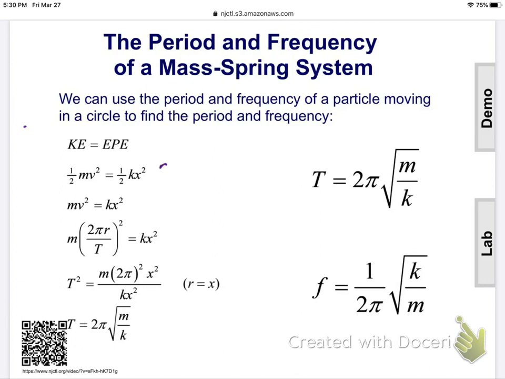We can multiply both sides by 2. By doing that, 2 times 1/2, that disappears. So we're left with mv squared equals kx squared. And we know that velocity in circular motion is 2 pi r over t. So we can put that in for velocity, but remember the velocity gets squared, so we have to keep that squared.